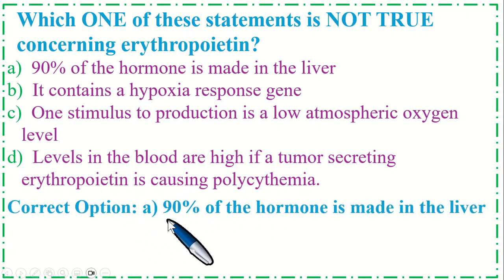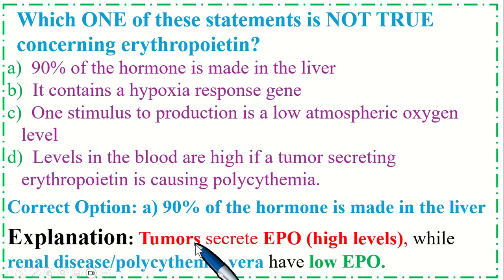So the correct option is A. 90% of the hormone is made in the liver. So explanation is tumor secretes EPO, erythropoietin, high level, while renal disease and polycythemia vera have low EPO. So this is very important MCQs.